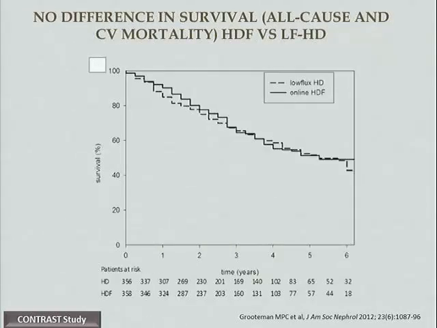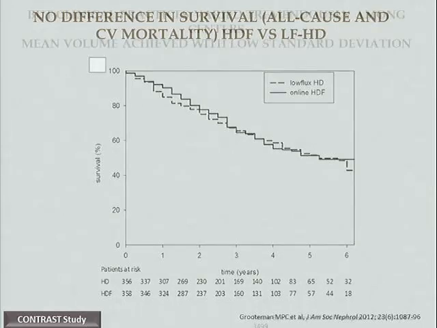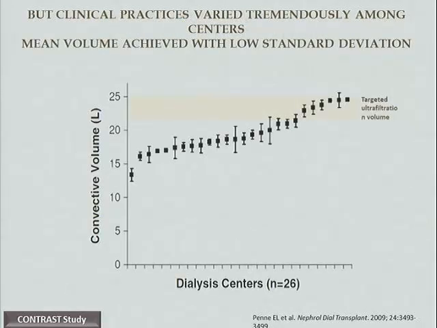So here we have the result of the Dutch trial, and you see there's no difference in survival. Very disappointing, because there were claims in non-randomized trials that there were big differences in survival. However, the mean volume achieved was very variable in different dialysis centers. It ranged from around 15 on average to something like 25, with a small standard deviation, 25 being about as much as you can get out of a 4-hour dialysis.